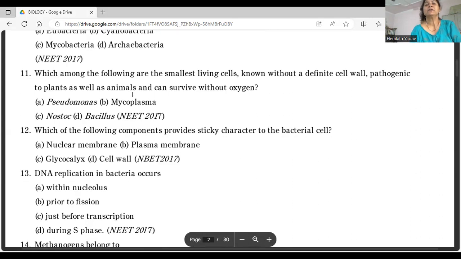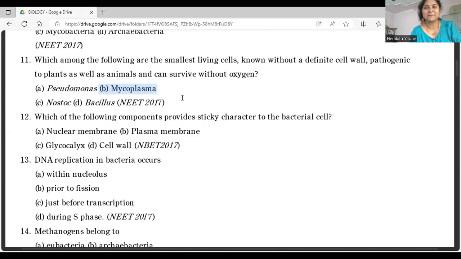It is a 2017 question: which among the following are the smallest living cells without a definite cell wall? You know this also. The smallest living cell is mycoplasma. So mycoplasma will be the answer.